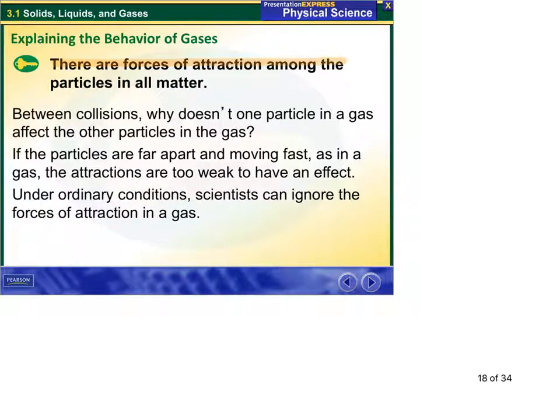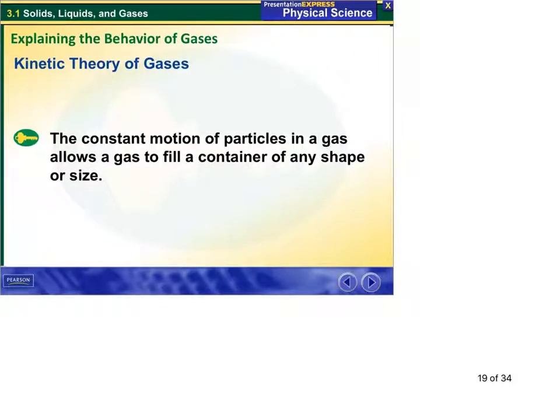Another key point: forces of attraction exist among all particles in all matter. In a gas, particles are far apart and moving fast, so the forces of attraction are too weak to have an effect. So in gases, we can ignore these forces of attraction. In solids and liquids, we can't. That's the key point. The constant motion of the particles in a gas allows a gas to fill a container of any shape or size.